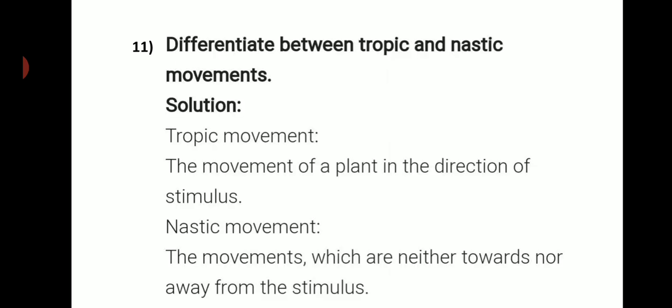The last question, differentiate between tropic and nastic movement. So tropic movement is also called growth dependent movement. The movement of plant in the direction of stimulus, like phototropism, chemotropism, hydrotropism, all these are growth dependent movements. They are also called tropic movements. Nastic movement is what? The movements which are neither towards nor away from the stimulus, like the touch me not plant, that is the example for nastic movement.